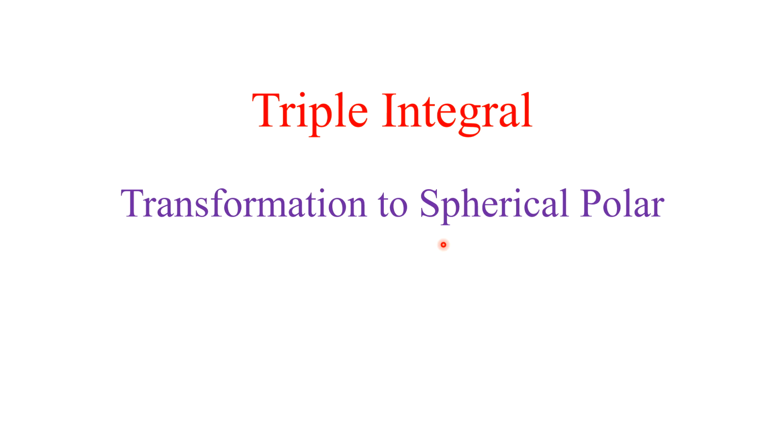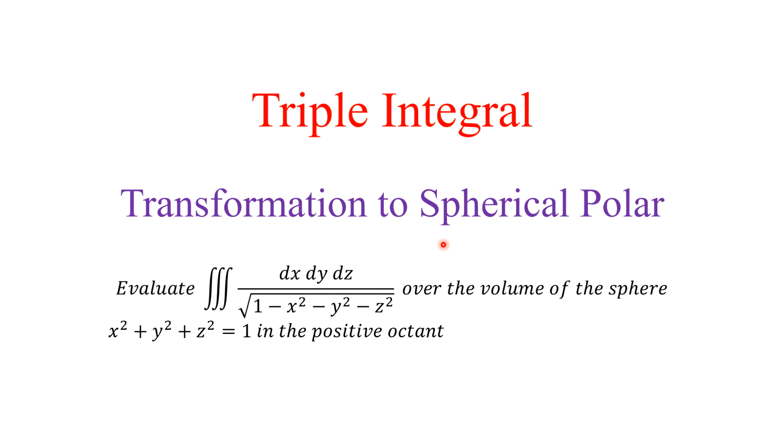Hello students, in this video we will solve one example of triple integration by transforming it from Cartesian coordinates to spherical polar coordinates. So we will evaluate this triple integral over the volume of the sphere x square plus y square plus z square is equal to 1 in the positive octant.